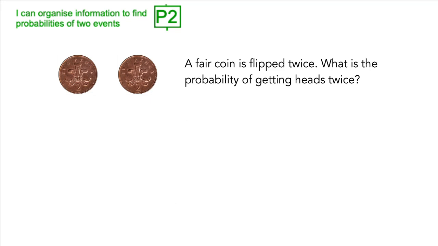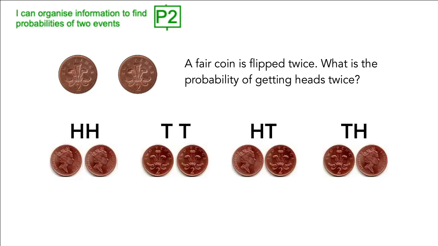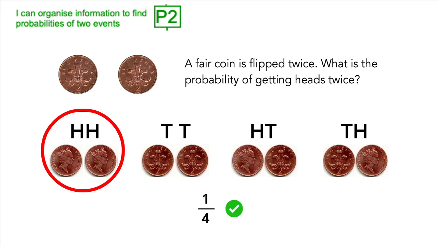A way we could find out is by writing all the possible outcomes of two coin tosses. There could be heads heads, tails tails, heads tails, and tails heads. Out of those four possible outcomes, how many have heads twice? 1 out of the 4. Therefore, the probability of getting heads twice is a quarter, as there is one possible outcome out of 4, 1 over 4.